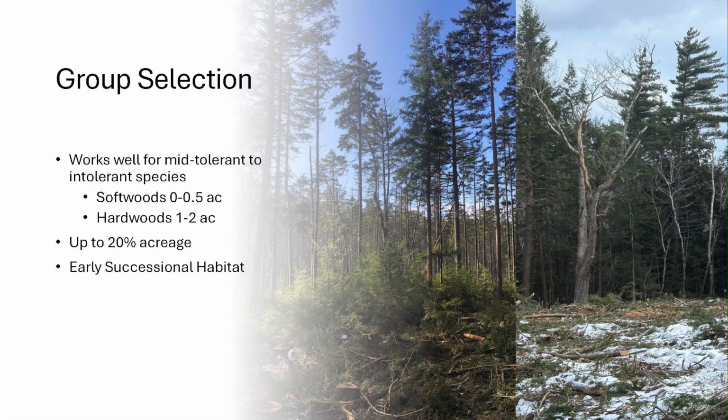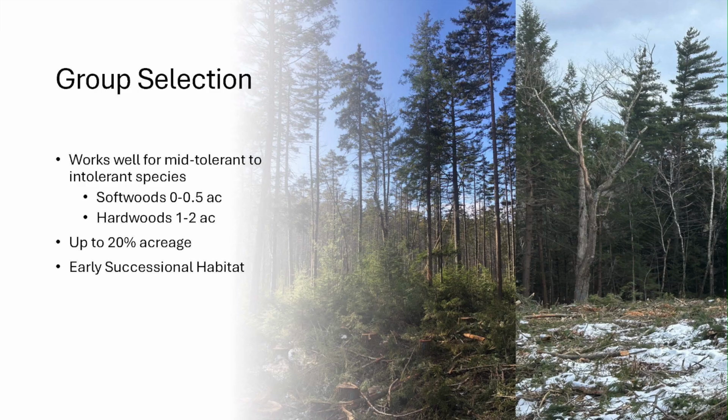Group selection works really well for those mid-tolerant to shade-intolerant species. I like to say it's like if you were to roll a sheet of cookie dough out on your kitchen counter, take some cookie cutters, and then pull the dough out, and that's essentially what you've done. You've done a regenerative harvest.